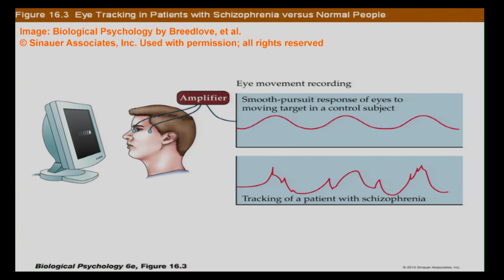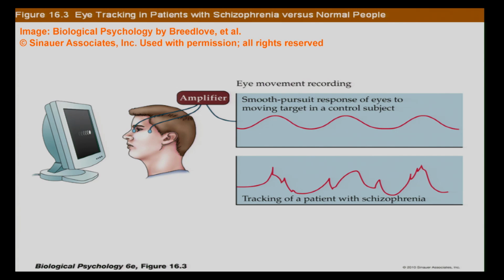Behavioral aspects, what other kind of clues are there to understand what might be wrong in schizophrenia? One is eye movement recordings. So you and I, when looking at a dot going back and forth on the screen, can follow that dot very well and very smoothly with our eyes. That's called smooth pursuit eye movement.